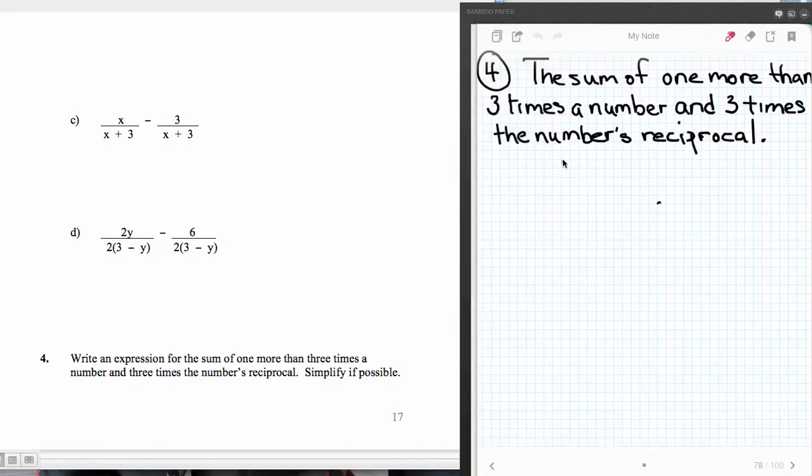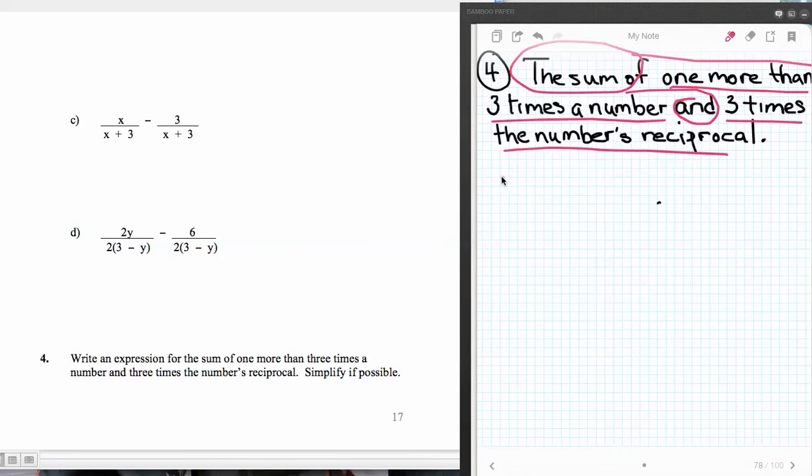Now in the next one we have translation problems. So it says the sum of, I need something and, so I don't see an and clear until over here. So this whole thing, 1 more than 3 times a number and 3 times the number's reciprocal, all of that is being added together. So I'm going to first of all let x be my number, and then from there I can start translating. So the sum of 1 more than 3 times a number. So 1 more than 3 times a number.